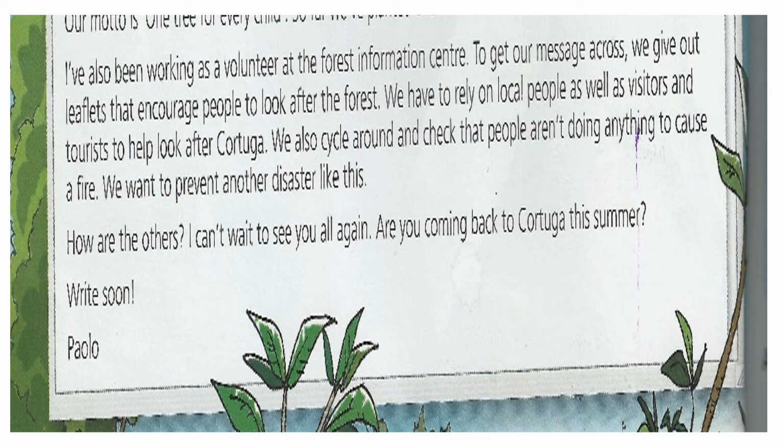So, what is the answer to the question we read before? Reading the email, how do the volunteers at the Forest Information Center get around the island? Paulo is a volunteer at the Forest Information Center, and he said they cycle around. So he gets around and other volunteers get around the island by bicycle. They cycle around. We also cycle around and check that people are not doing anything to cause a fire.